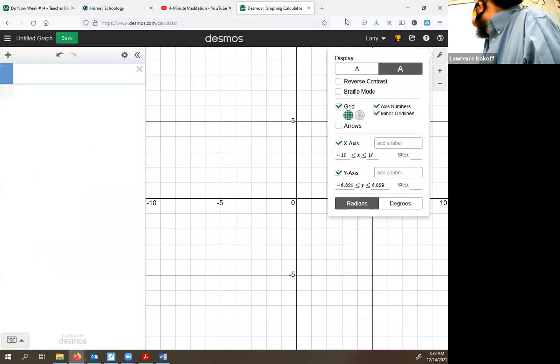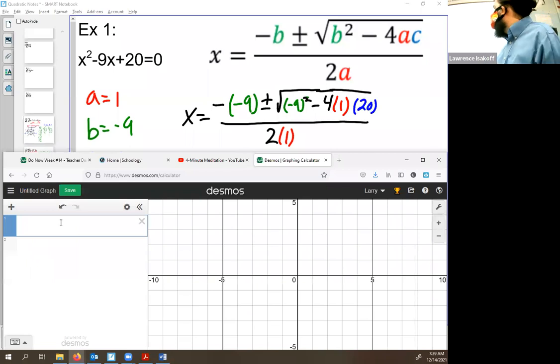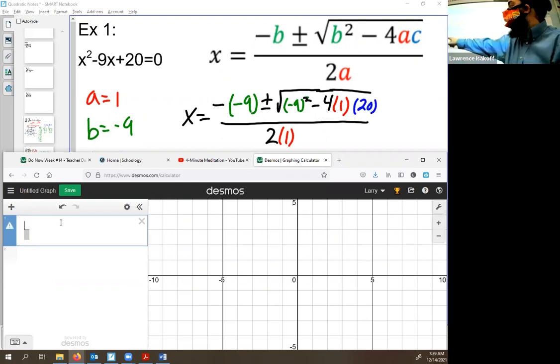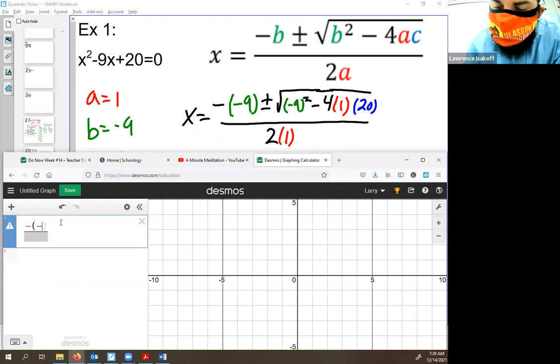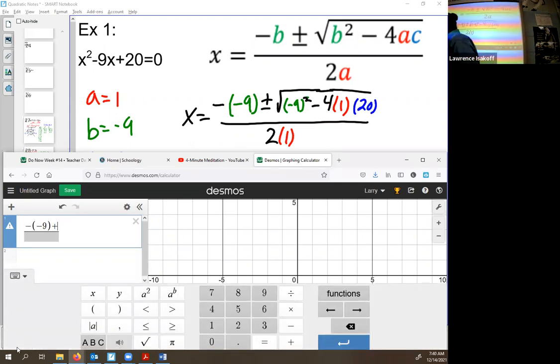So let's go to our graphing calculator, and I'm just going to type it in here. The whole thing's a fraction, so I'm going to start with a big division symbol, and put everything on the top. Just how I wrote it, negative parentheses, negative 9. Again, I can't do the plus or minus, so I'm going to start with doing the plus answer. Remember, to get a square root in Desmos, you can hit the keyboard, and that's located at the bottom underneath a square.